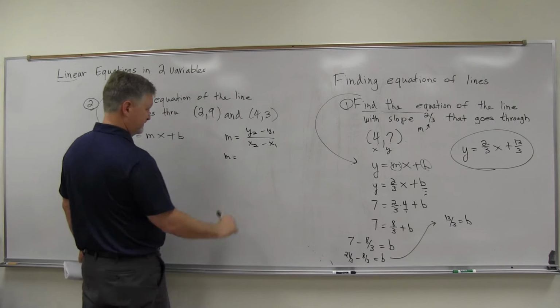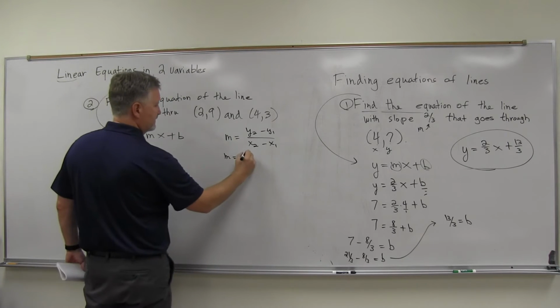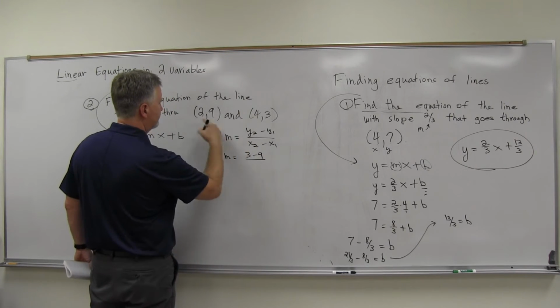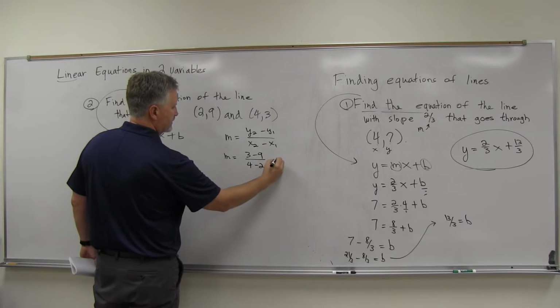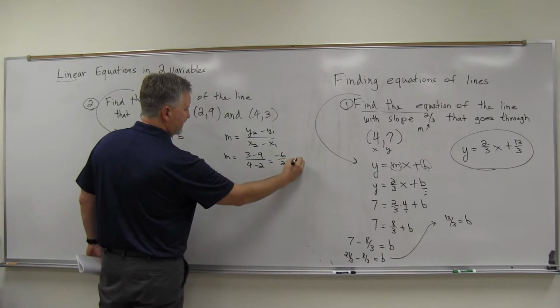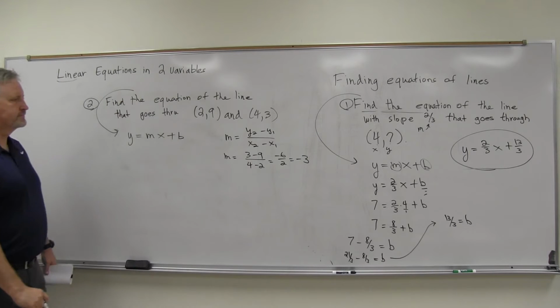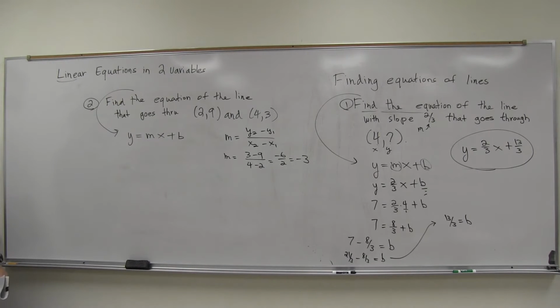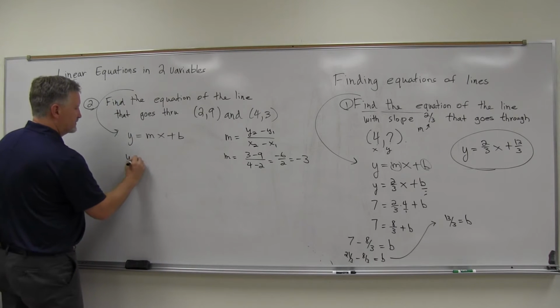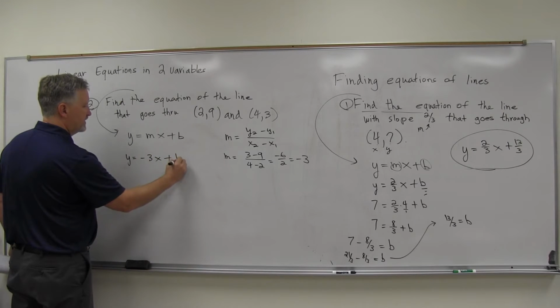See what that gets us. 3 minus 9 over 4 minus 2. Negative 6 over 2, so I got a negative 3 as my m. Is that right? Did I do that one right? Okay. So we got y equals negative 3x plus b.